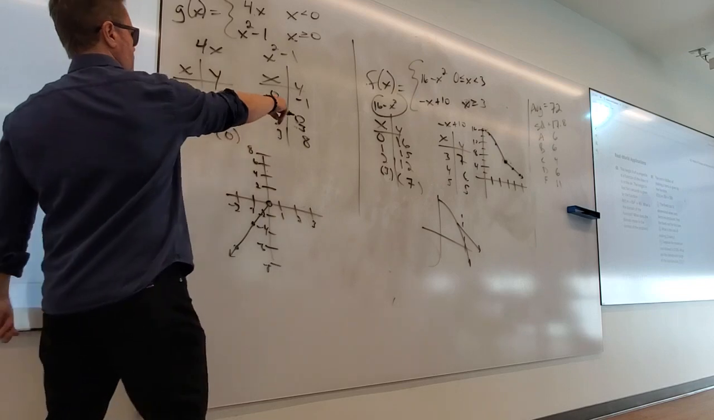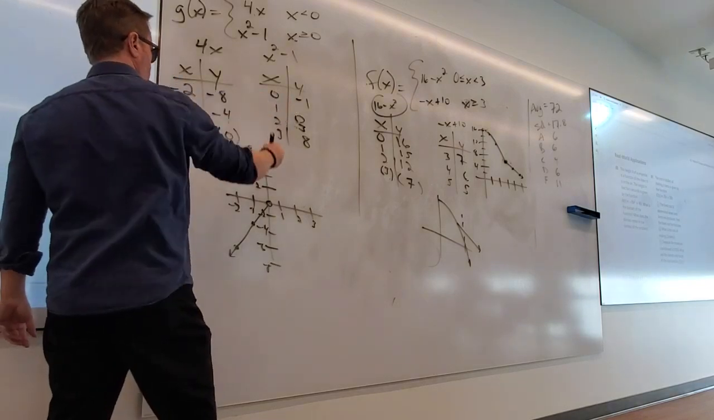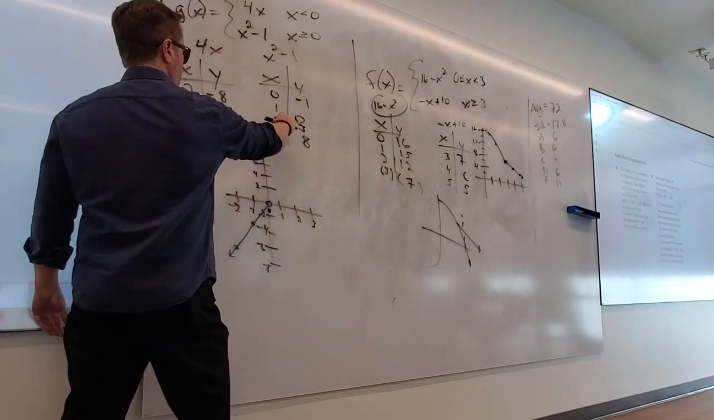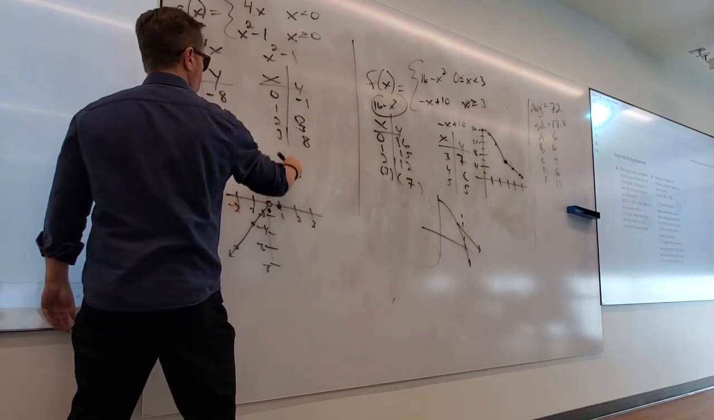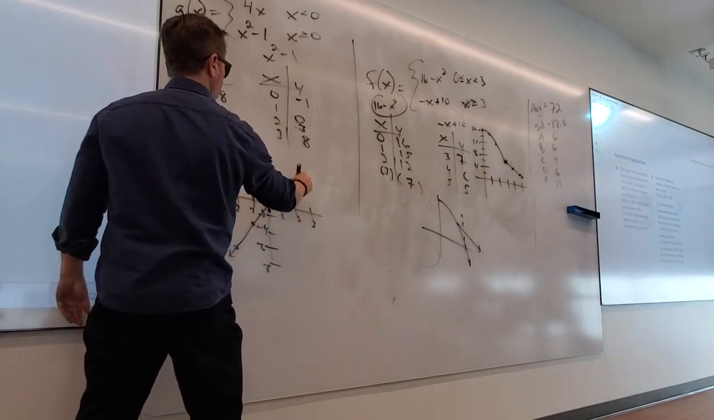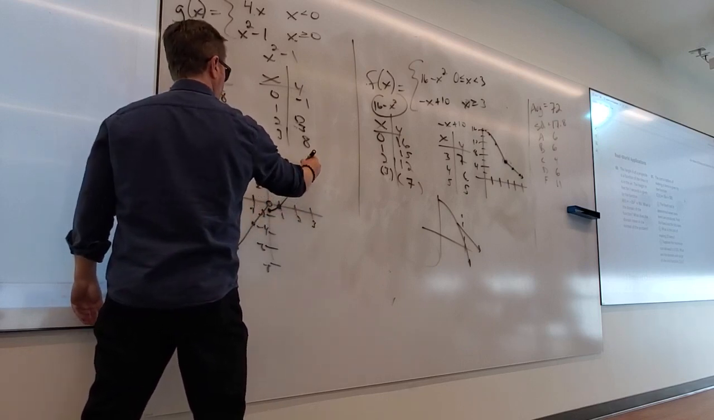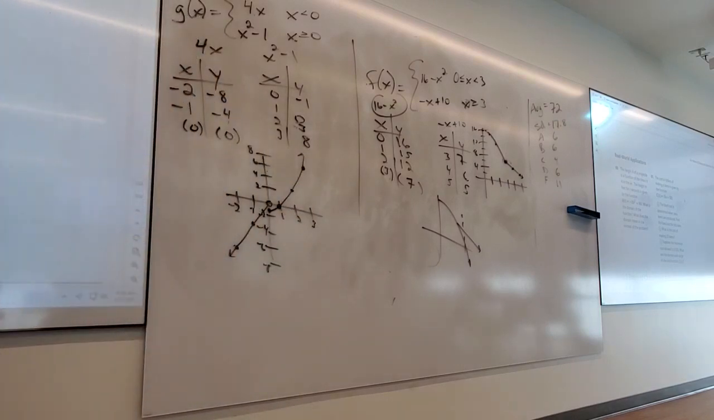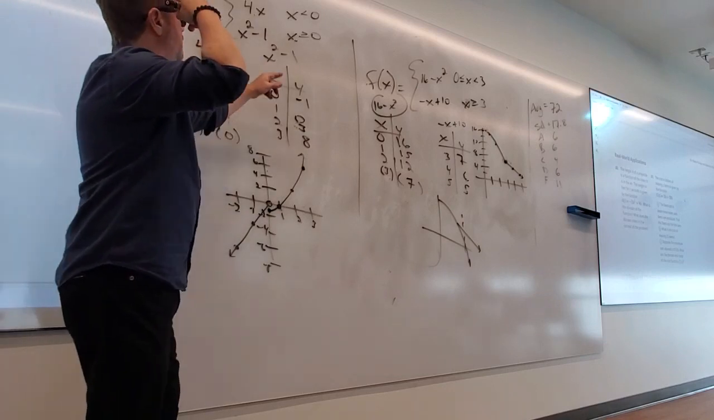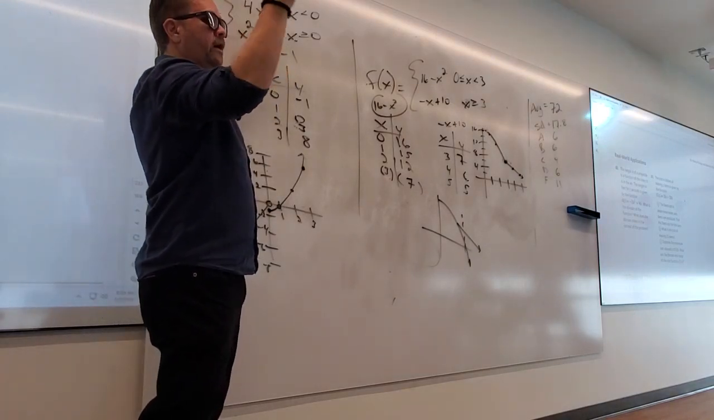Where does he start? 0, -1. 1, 0. 2, 3. 3, 8. So then it becomes this. You guys with me? You would never connect a straight line there because you know it's not straight. It's squared. It's going to be curvy.